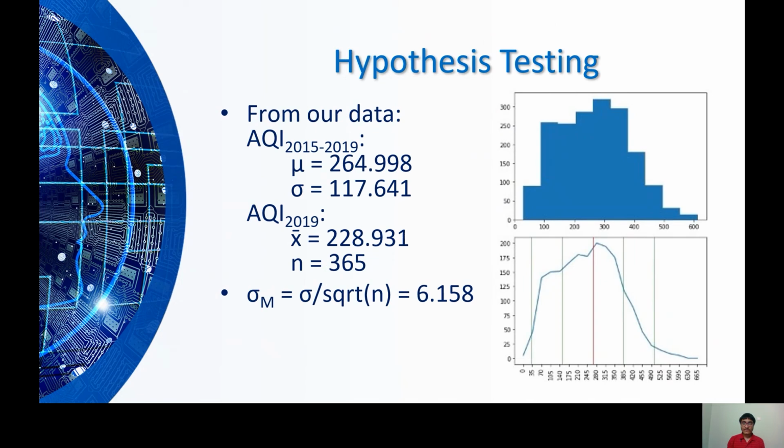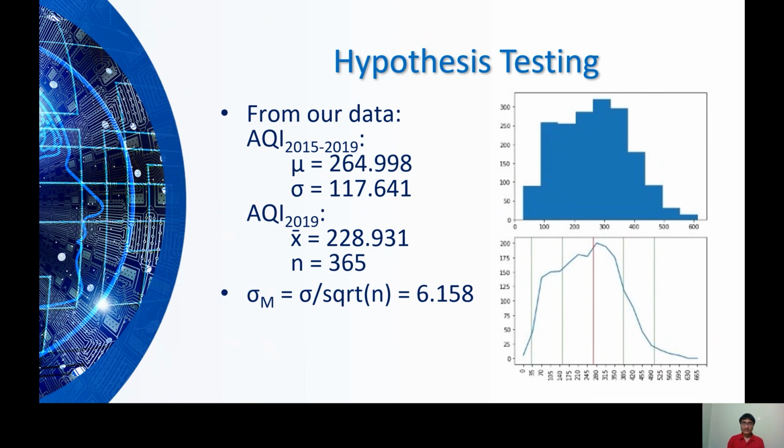Mu denotes the mean of AQI distribution from 2015 to 19. Sigma denotes its standard deviation. X bar denotes the average AQI in 2019, while N denotes the number of data points. We shall perform a one-tailed z-test since we have 365 data points, which gives a high degree of freedom. Also, the AQI distribution of 2015 to 2019 is a near normal distribution as can be seen from the graphs on the right.